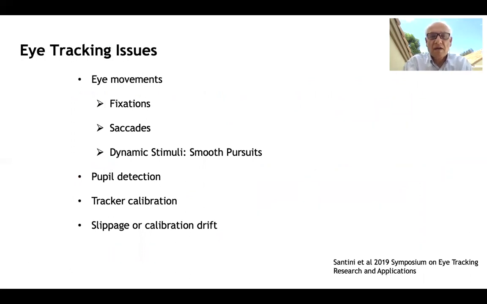Eye tracking, again, there are many different issues in eye tracking. So there are issues involving eye movements. So there are different kinds of eye movements: fixation, saccades, and then smooth pursuits, especially following dynamic stimuli, like say in video. Pupil detection is a big part in eye tracking. And then the issues related to calibration, tracker calibration, slippage or calibration drift.